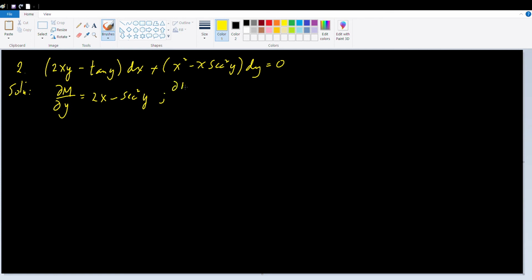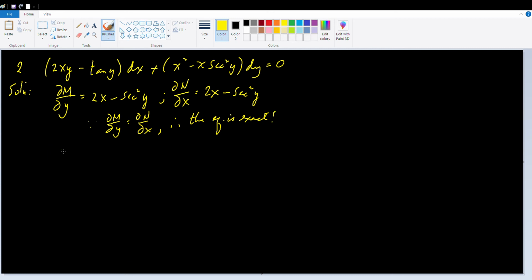Next, the partial of N with respect to x. The derivative of x squared with respect to x is 2x, minus, for x secant squared y, secant squared y is a constant and the derivative of x is 1, so times secant squared y. And we see that these two are equal. So since the partial of M with respect to y is equal to the partial of N with respect to x, therefore the equation is exact.